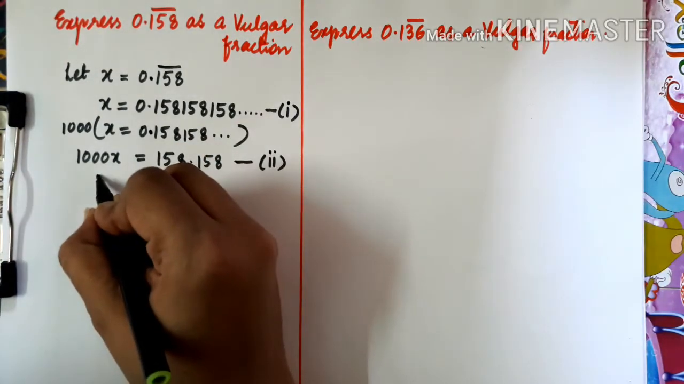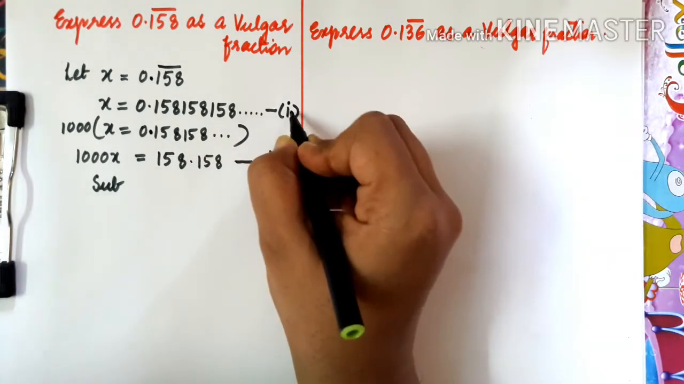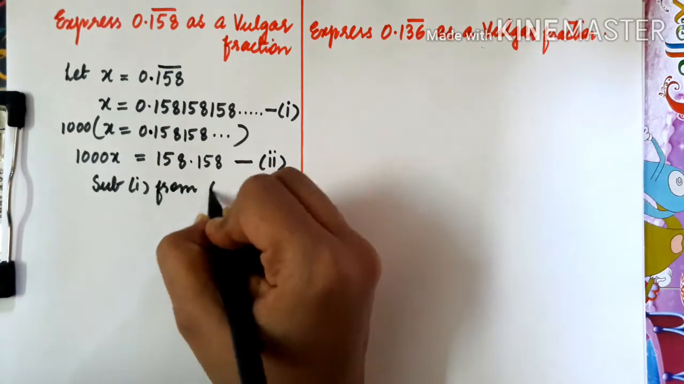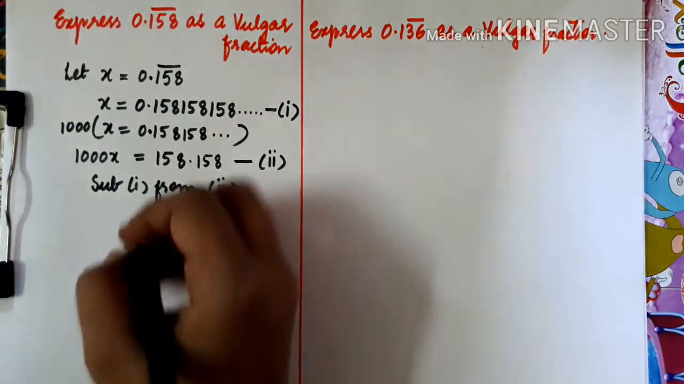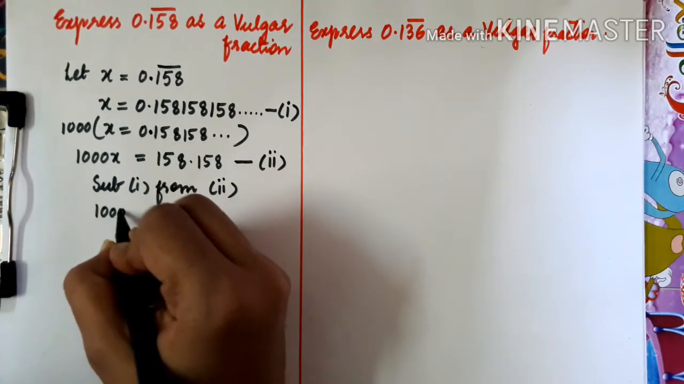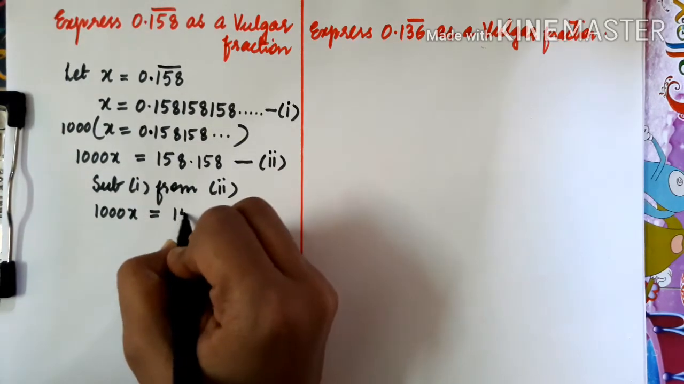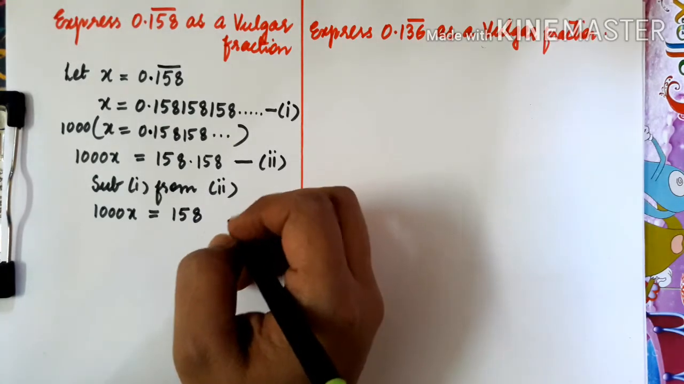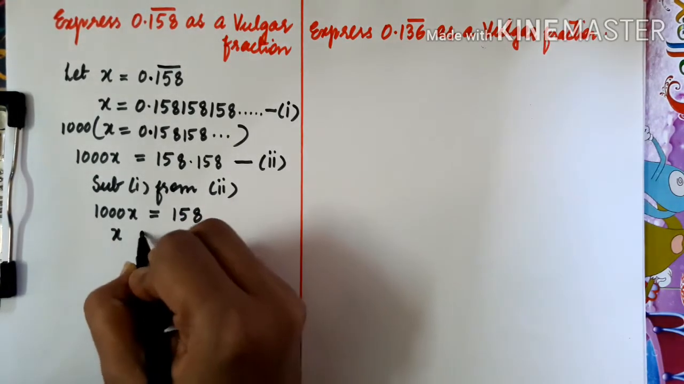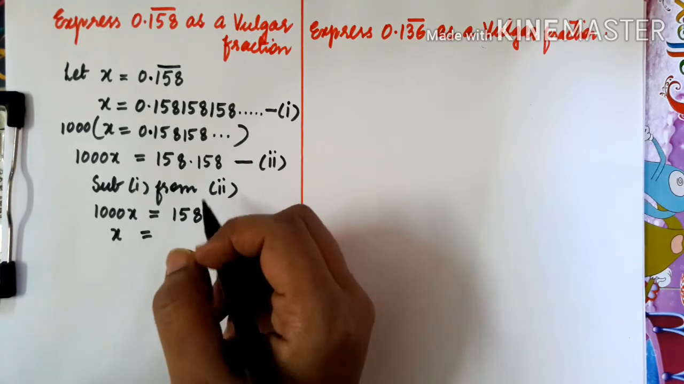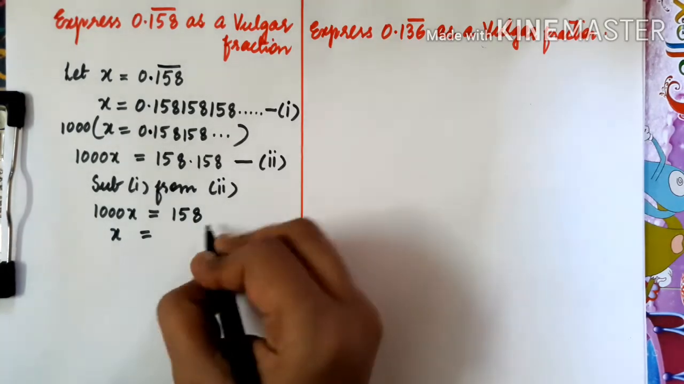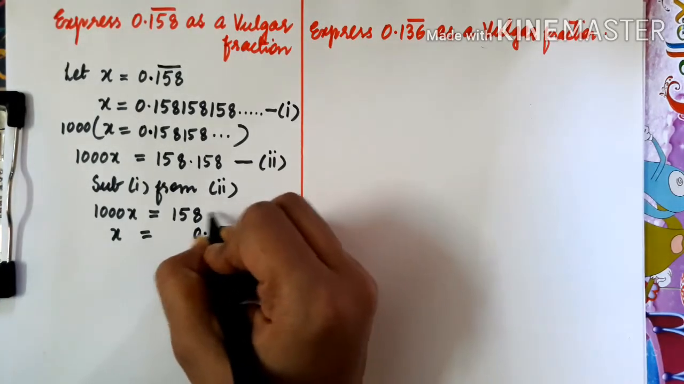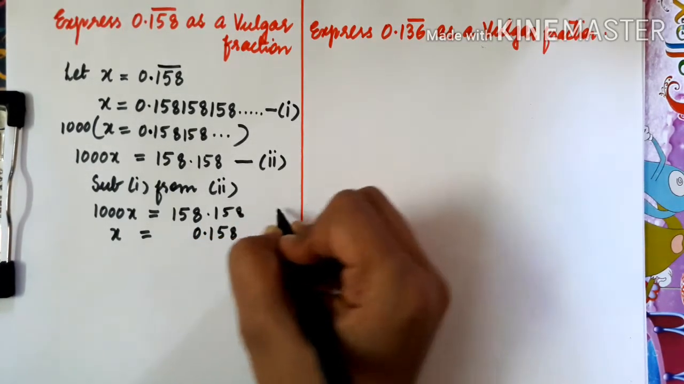Now what you need to do is subtract equation 1 from equation 2. Let us write the second equation: 1000x equals 158.158 and it will just go on like that. The next equation is x equals 0.158, meaning 0 point and then 158 will come, and after this 158 it will just go on like that.